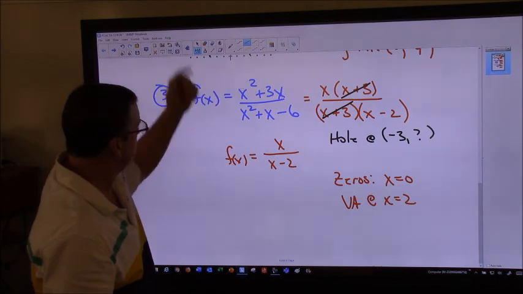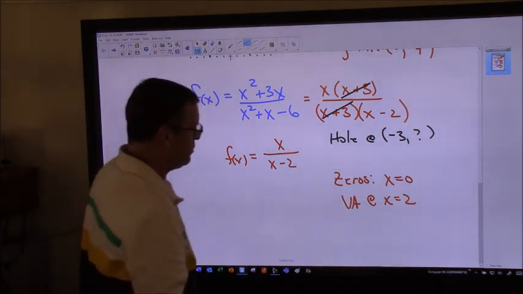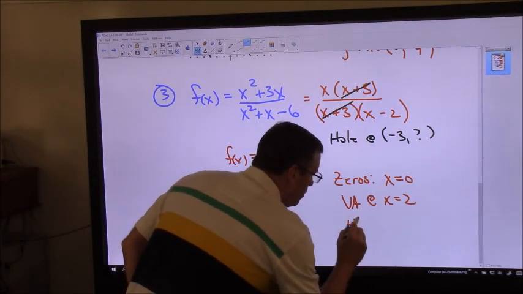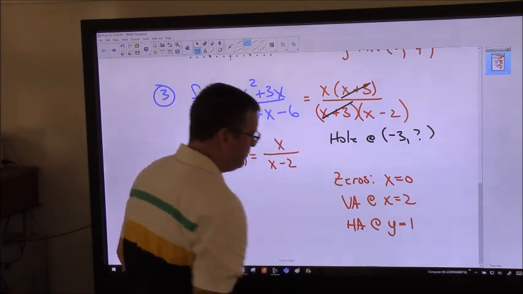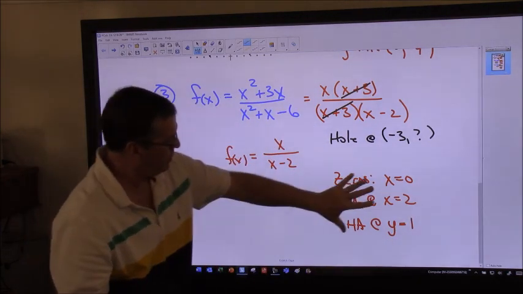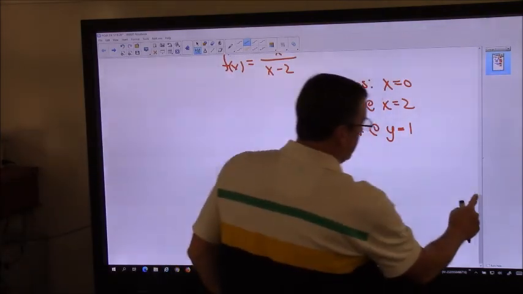And they're x squared over x squared again. 1 over 1, that's 1. So we've got a horizontal asymptote at y equals 1. So I want to put this stuff into a graph, and then we'll see what this looks like.